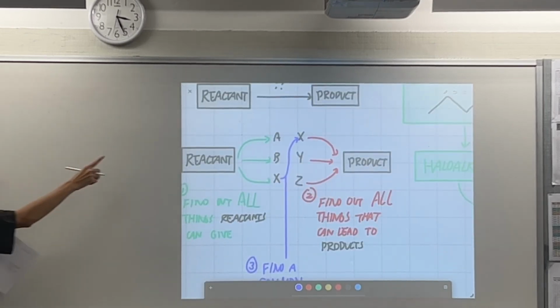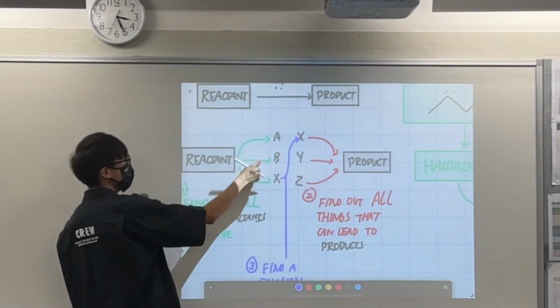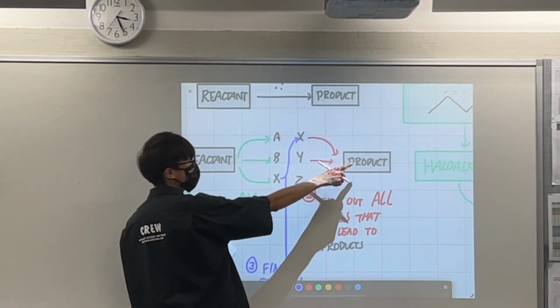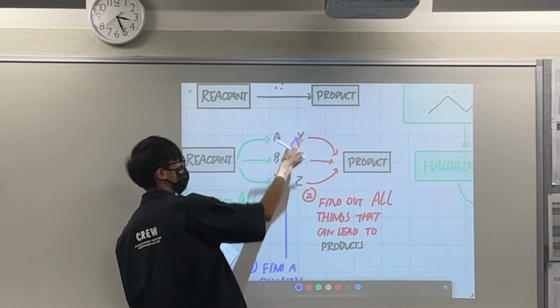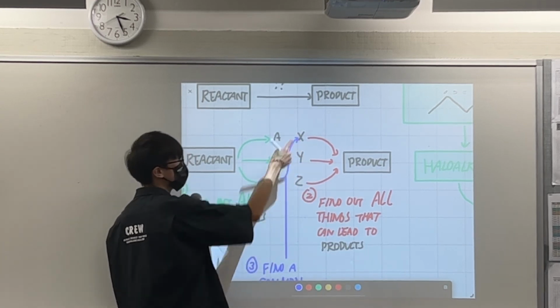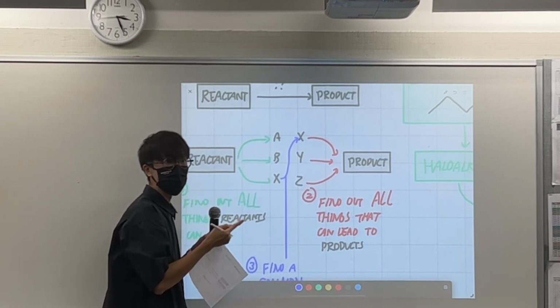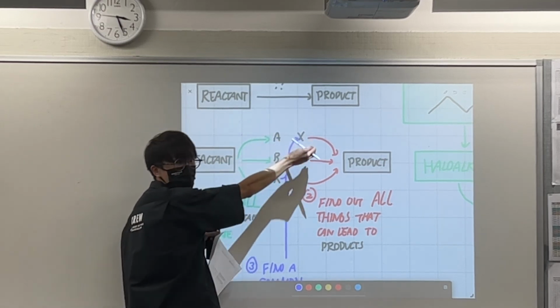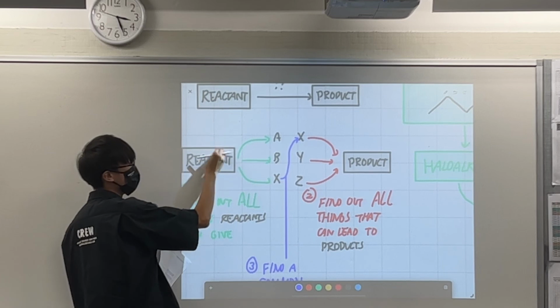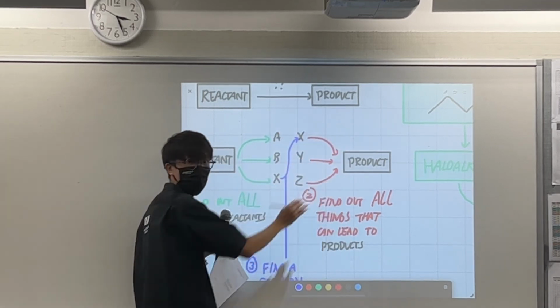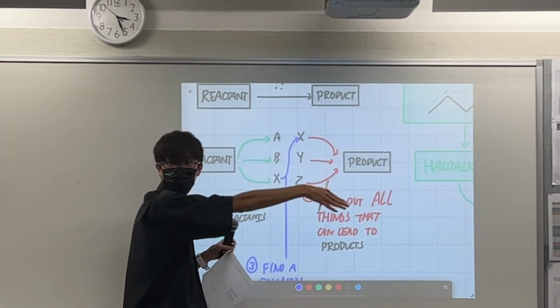You know, the reactant can form three compounds, A, B, and X. And you know the product can be formed from three different compounds, X, Y, and Z. Do you see that there is an X involved in both cases? This is what I mean by the link. You link them together. So that means the reactant can react through X into the product. This is the only way possible, right?